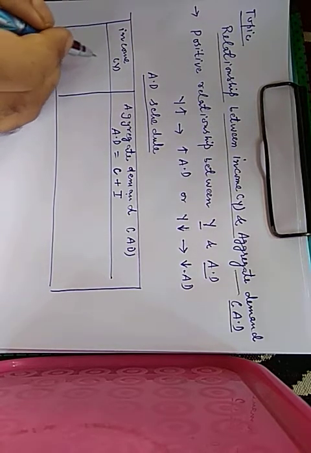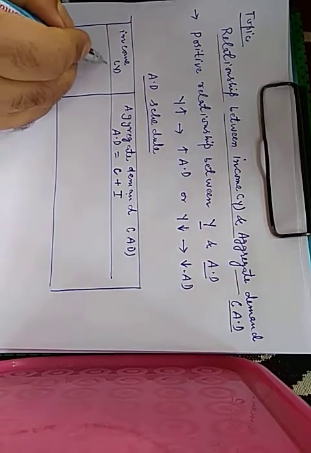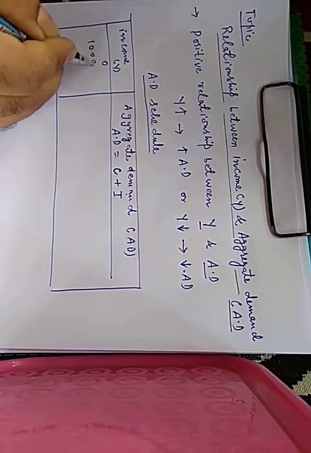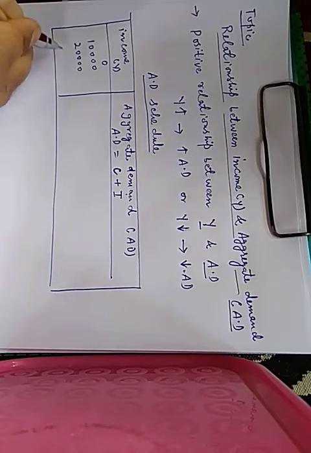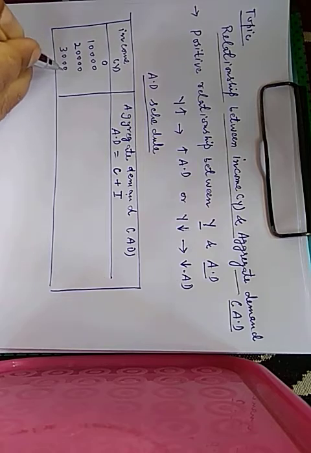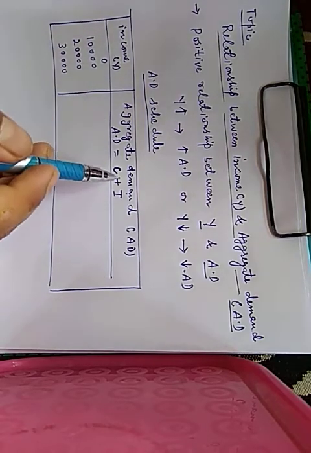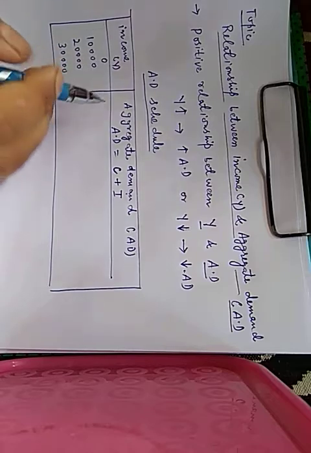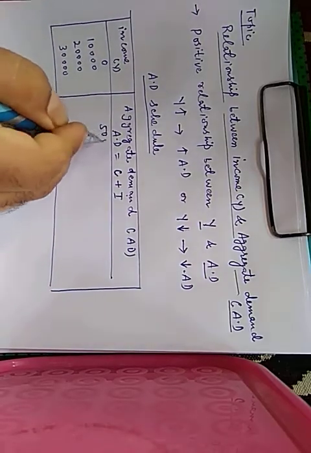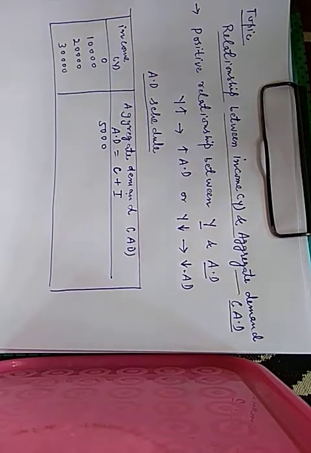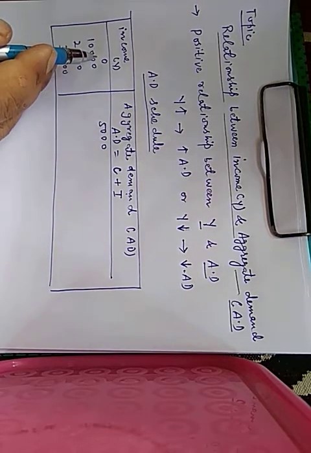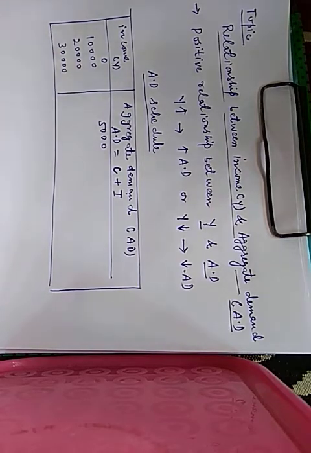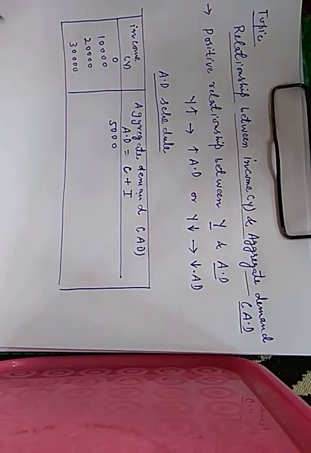Suppose the values of income, we will take hypothetical values of income: 0, 10,000, 20,000 and 30,000. Suppose the aggregate demand is equal to 5,000 when income is 0. Why aggregate demand is 5,000 when there is no income, how it is possible, we will discuss later.